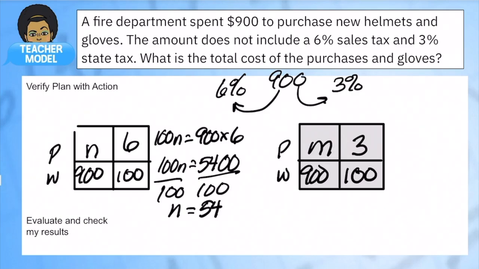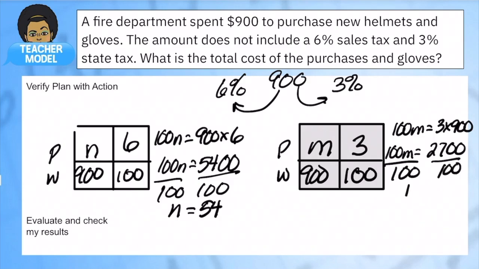Let's figure out M. So 100M is equal to 3 times 900. And that's 2,700. Divide by 100. M is equal to 27. So that's how much the 3% tax is.